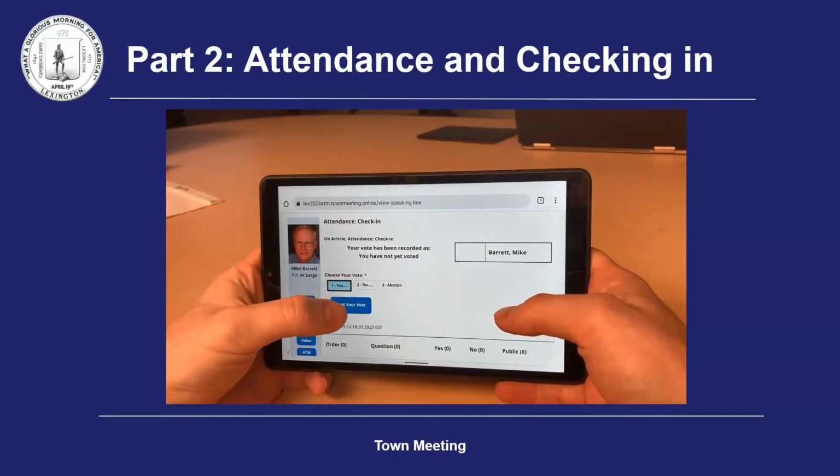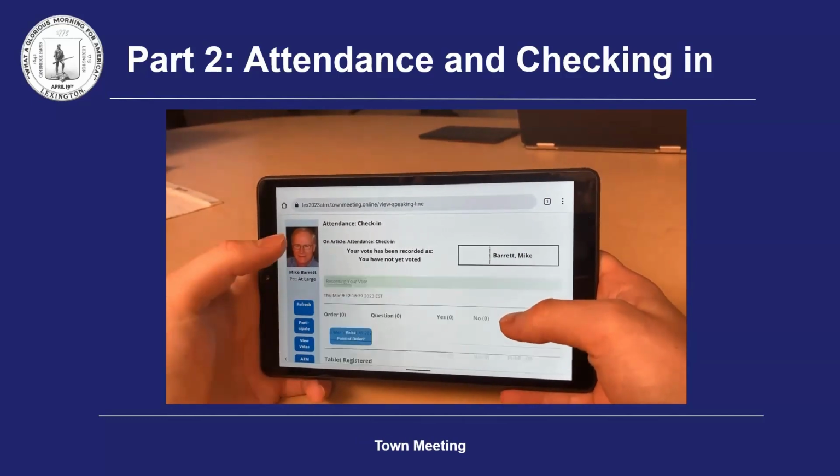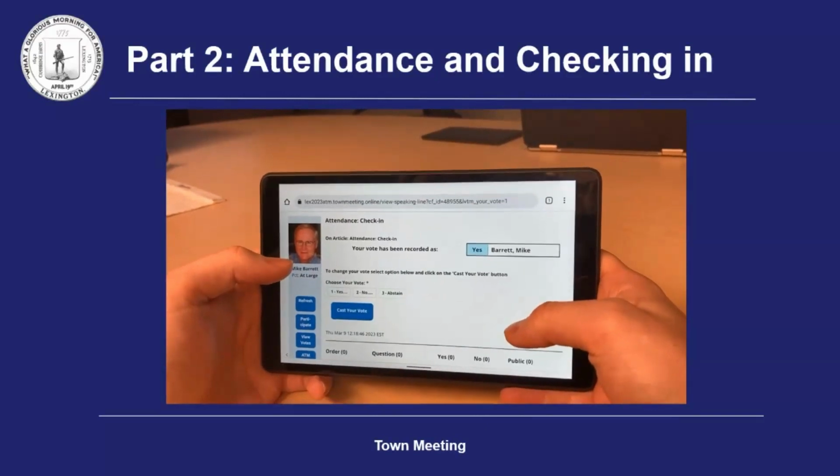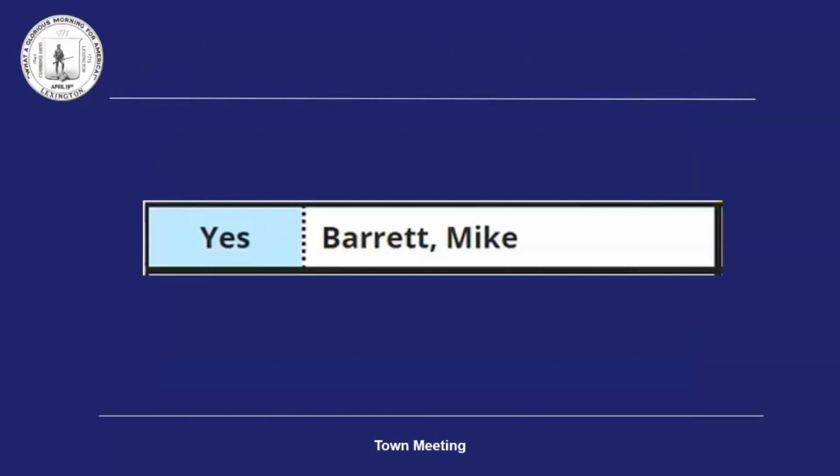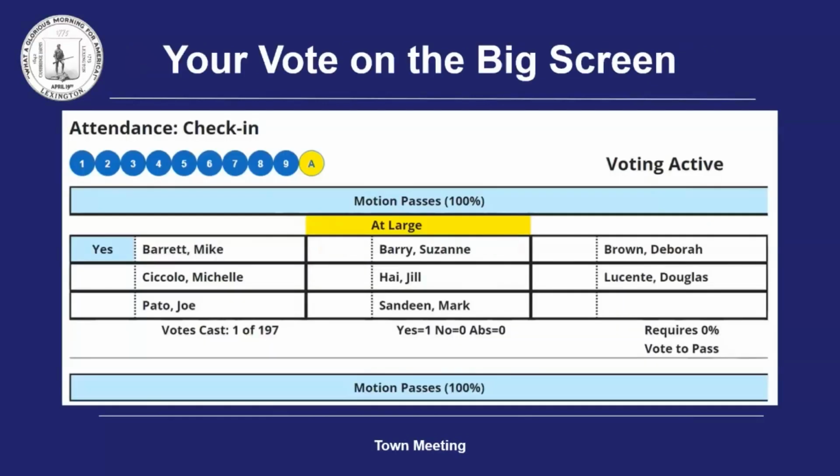Your town meeting tablet will confirm your attendance at the top right-hand corner of your screen, and the big screen in Batten Hall will display your vote. This is what your vote will look like on the big screen.